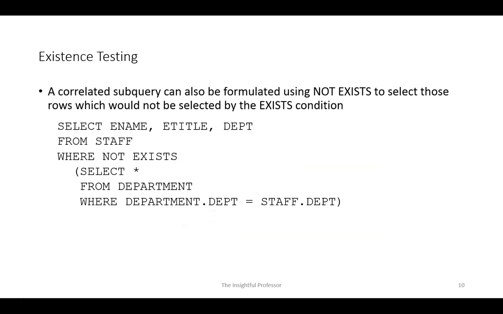Now, a correlated subquery can also be formulated using not exists, and this will allow us to select rows which would not be selected by the exists condition. So here we're selecting rows from the staff table when there is no matching department in the department table. Let's take a look at a couple of these queries on the database and see how they actually work.